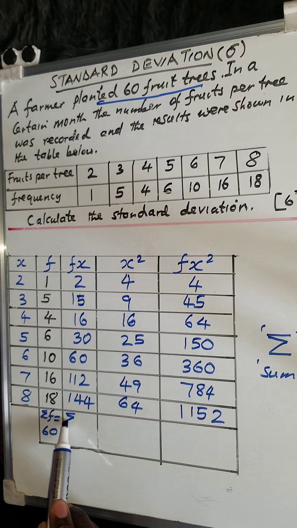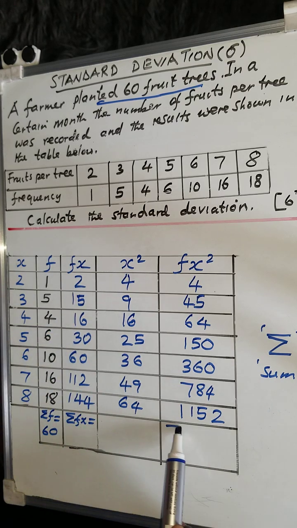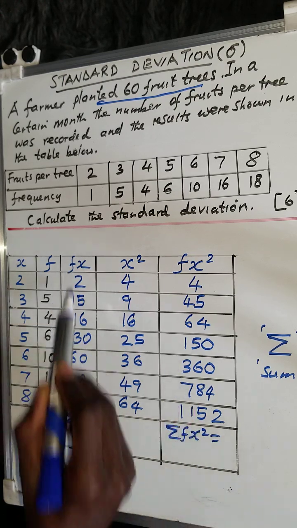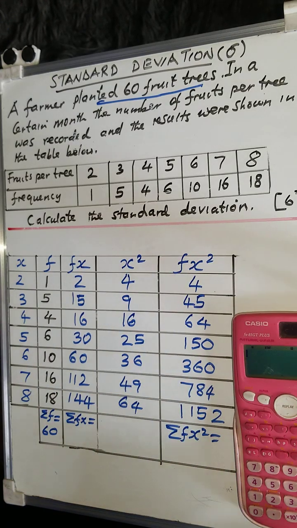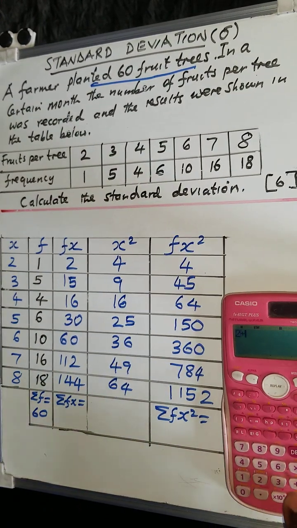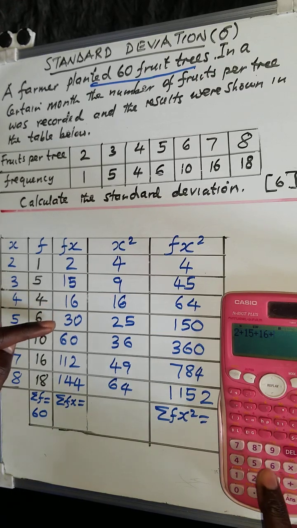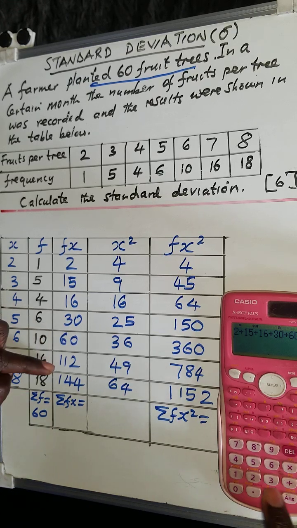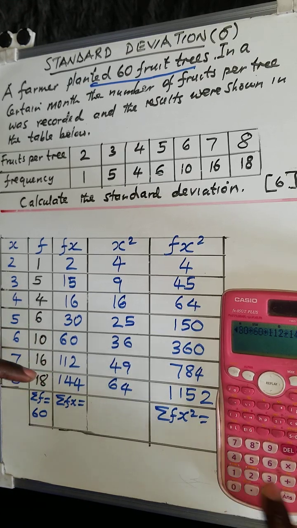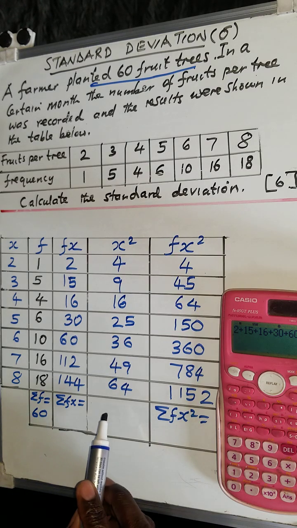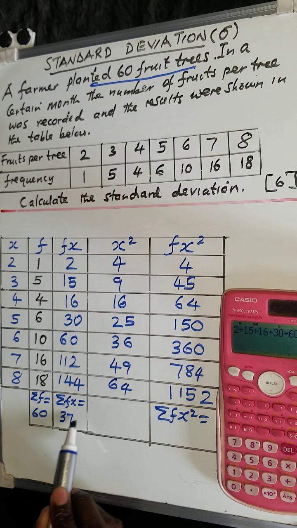Again, you need to find the sum of fx. So what is fx? We need to add that. Then the other one that you need to know is the sum of fx squared. So let's try to add that. That is going to give me 2 plus 15 plus 16 plus 30, sorry, plus 30 plus 60 plus 112 plus 144. So that is going to give me 379.